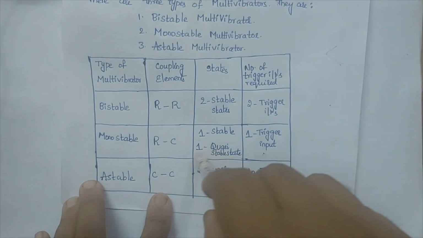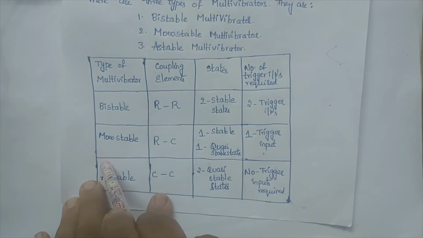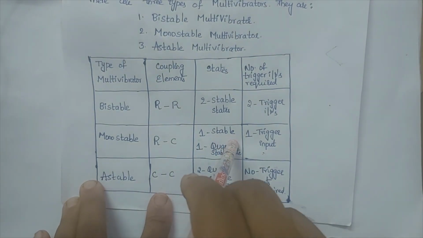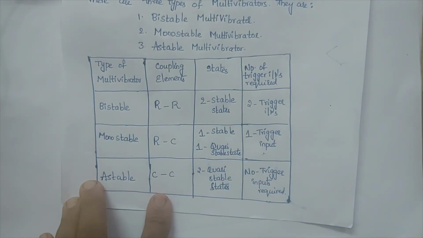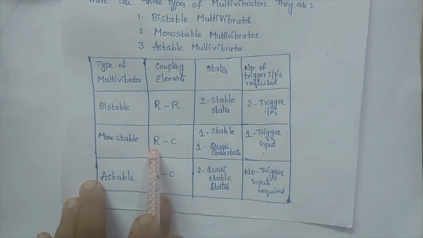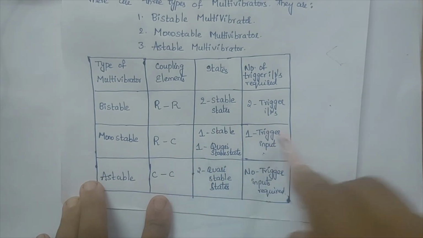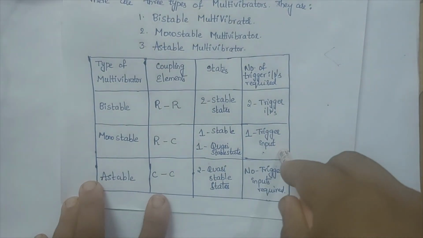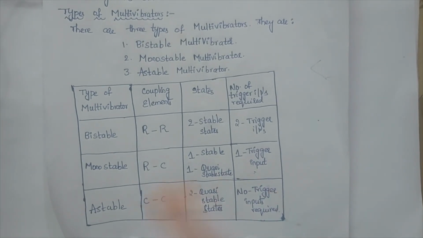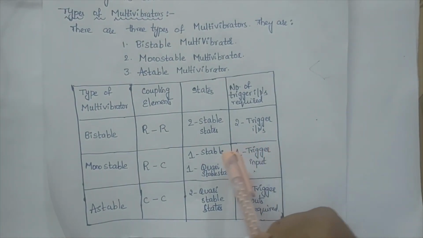And next one is monostable. Mono means single, so it has only one stable state. One stable state means the other will by default be the quasi-stable state. So there will be one resistance and one capacitance, and we will have one trigger input here. We need only one trigger input to change from stable to quasi-stable.